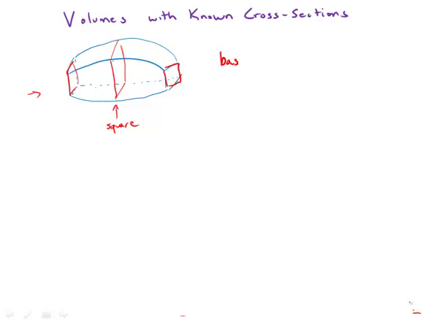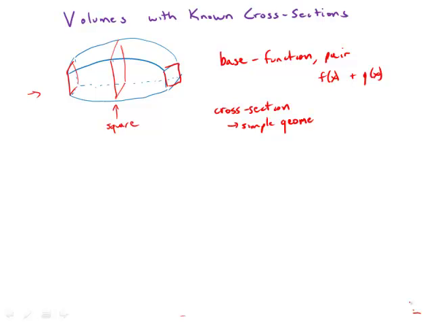The base has to either be a function or a pair of functions. You could have an f of x and g of x determining the shape of the base. The cross section has to be some relatively simple geometric shape, a square often, maybe a circle or a particular kind of triangle. And very important, the cross section must be perpendicular to a central axis.